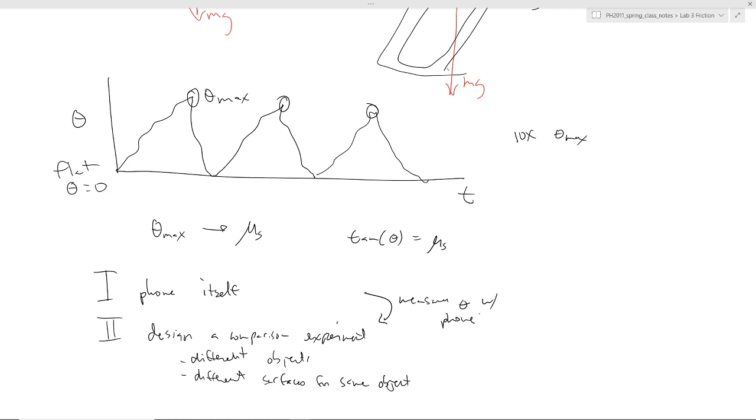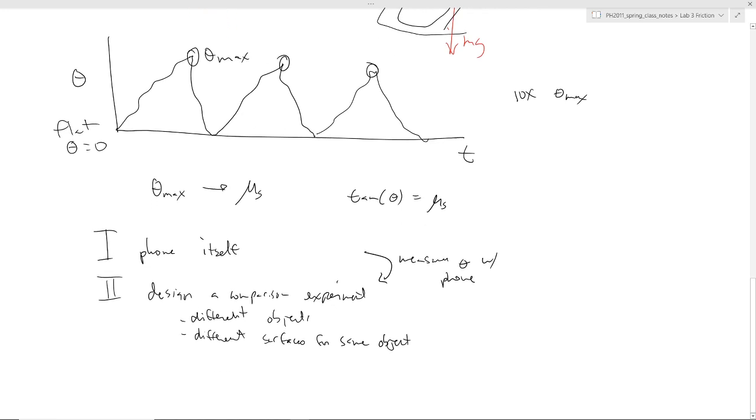Or a really simple one would be to compare a phone with and without its case. A lot of times a phone case has kind of a rubberized case on the outside, and you could investigate what coefficient of friction you get for that, and see if it's what you would expect based on it being a rubberized case, and if that makes sense. So yeah, I would do at least a couple data sets where you can see a comparison. So that's kind of the lab in a nutshell.